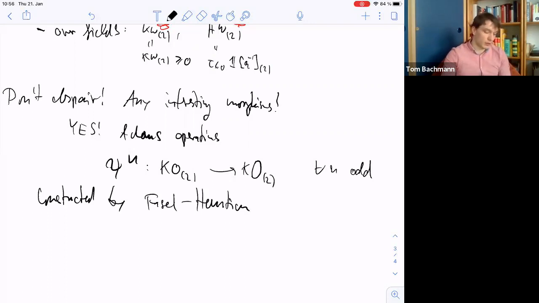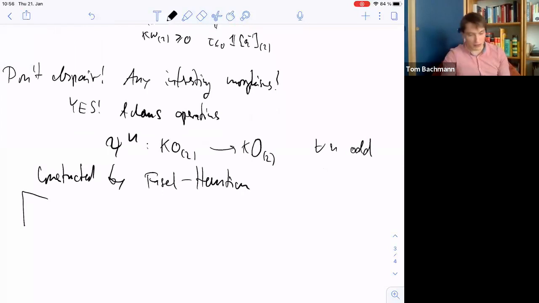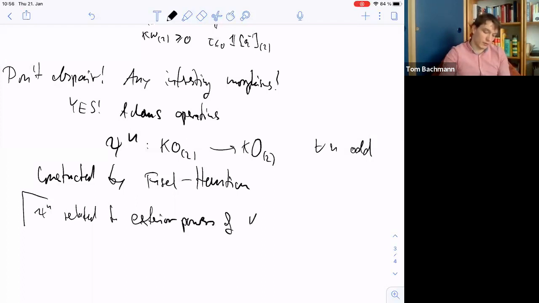Okay, so maybe just as a brief intermission, if you haven't seen these Adams operations, this is somehow Hermitian K-theory, which is in some sense related to vector bundles with symmetric bilinear forms. And so these psi n things are related to exterior powers of vector bundles in some way. And you can put symmetric bilinear forms on them or anti-symmetric bilinear forms.